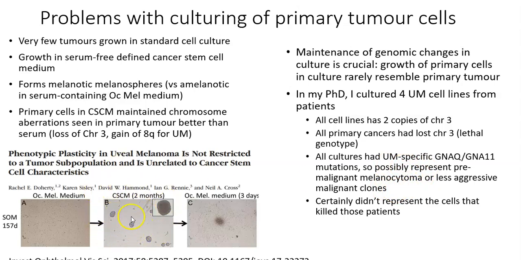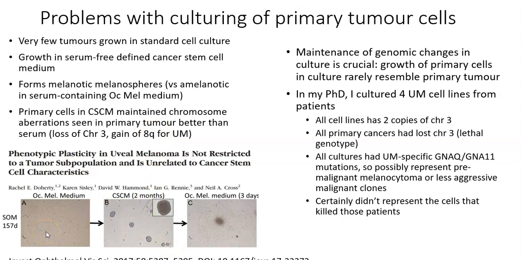whereas if we grow cells in this medium, the data that's following up from this paper is showing that the cancer stem cell medium selectively maintains the chromosome 3 loss and the chromosome 8q gain in these melanospheres much better than trying to grow them in serum.